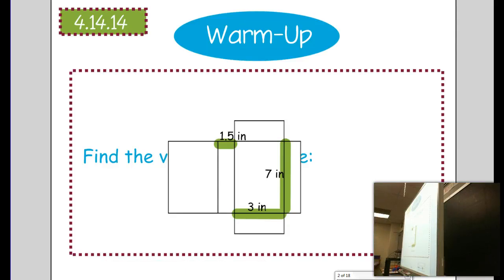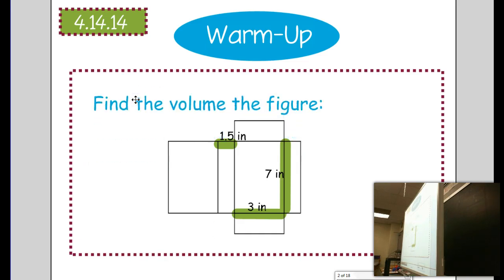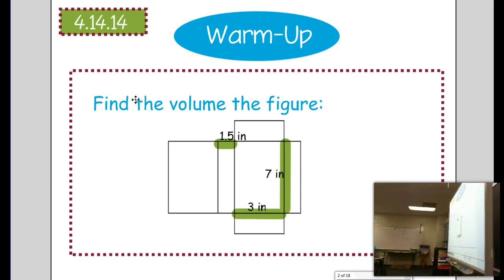All right, finding the volume of this figure. Whoa, that's cool. So, first we need to identify what it is. Is it a prism? Is it a pyramid? Is it a sphere? I mean, come on, we know what this is, right? It's a prism. It's a what, Brett? It's a rectangular prism.